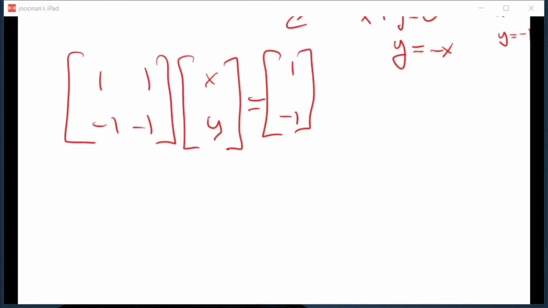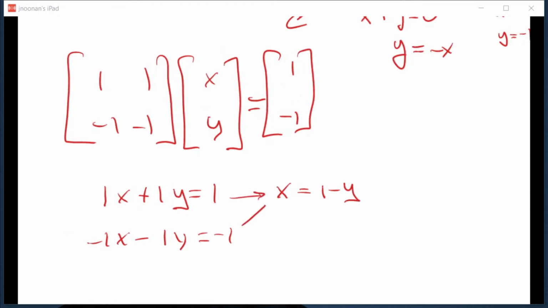So what do we have here? 1x plus 1y equals 1, and negative 1x minus 1y is negative 1. Same equation, right? It'll always work out that way, that it's the same equation. And so we have x is equal to 1 minus y, either one simplifies to this. So we have this choice again. You can pick whatever you want for x or y, and we'll figure out what the other one is.